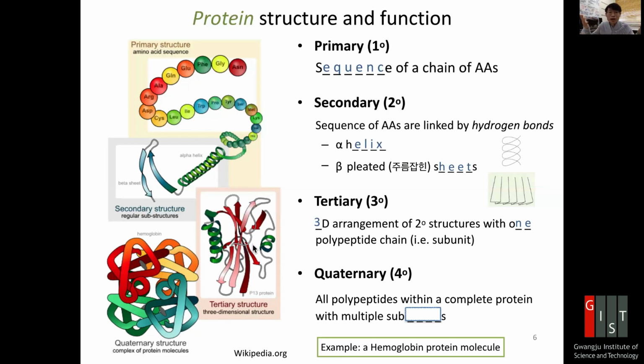And there could be even more complicated proteins which have these tertiary structures as subunits, with multiple subunits put together to make one fully functional protein. That we call a quaternary structure, because these are very complex protein molecules which have multiple tertiary structures, all polypeptides within a complete protein with multiple subunits. A good example is the hemoglobin protein molecule, which has four subunits, and this carries oxygen in our body. It's a red molecule, one of the most important in our body, especially in blood.